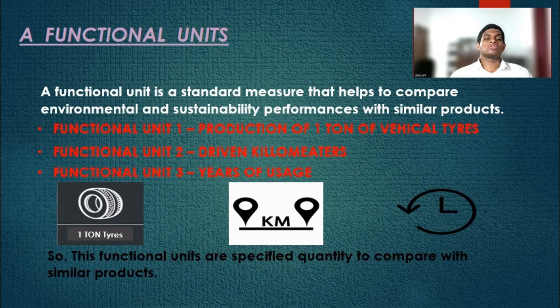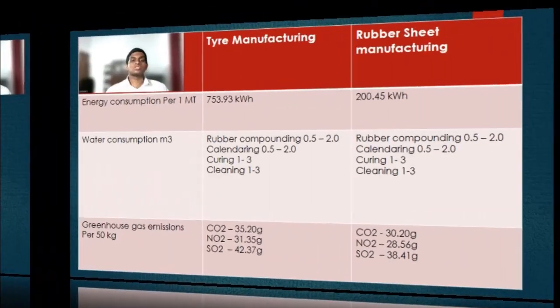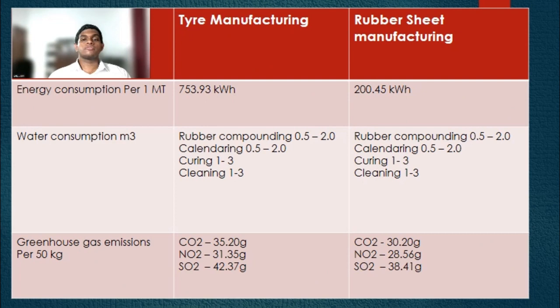When we talk about the years of usage, we consider the durability, maintenance requirements, and overall life cycle impact of the product. Let's compare the environmental performances of tire manufacturing and rubber sheet manufacturing using the functional units we discussed. Here, we compare the environmental impact of tire manufacturing and rubber sheet manufacturing.